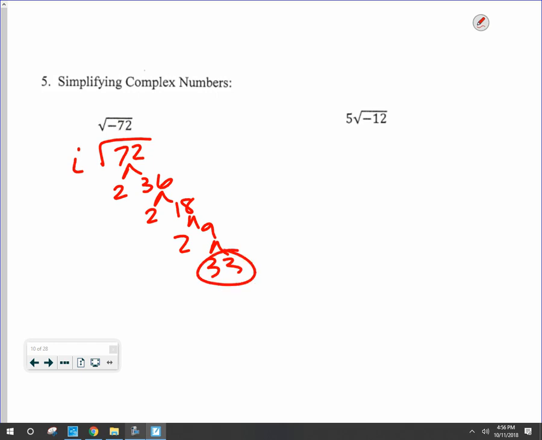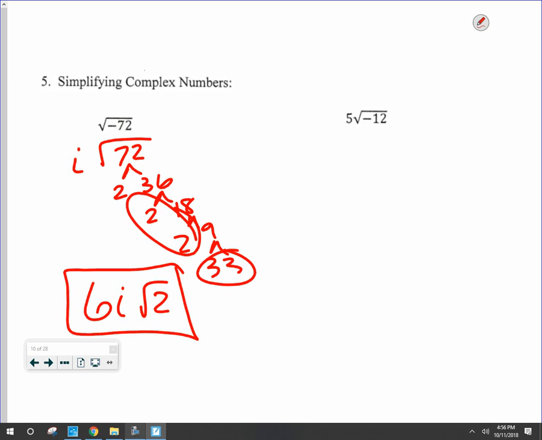It has a pair of 3's and a pair of 2's. So anytime you have more than one pair, you multiply them together. Anytime you have more than one single, you would also multiply them together. Since I only have one single, it's 6i square root of 2.